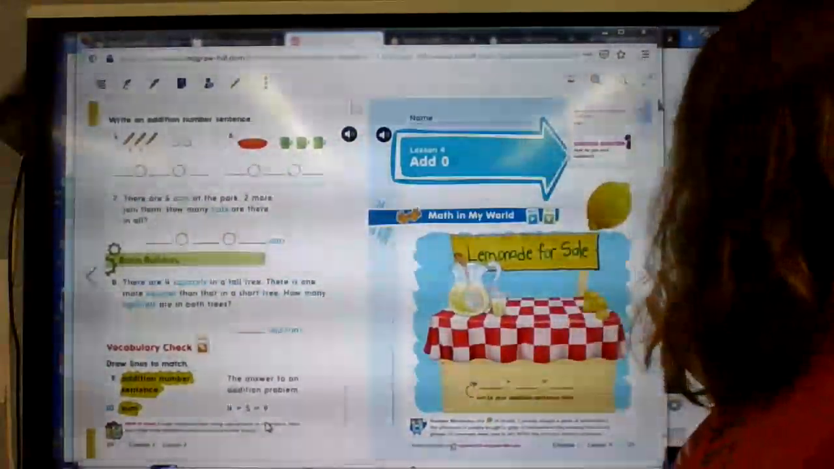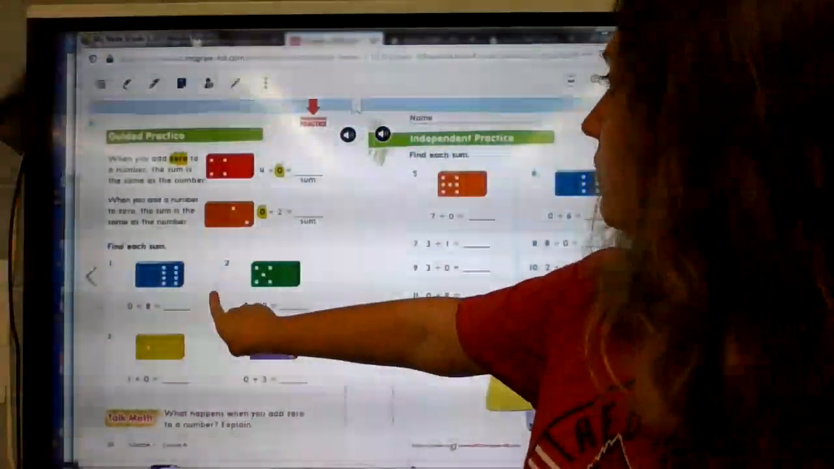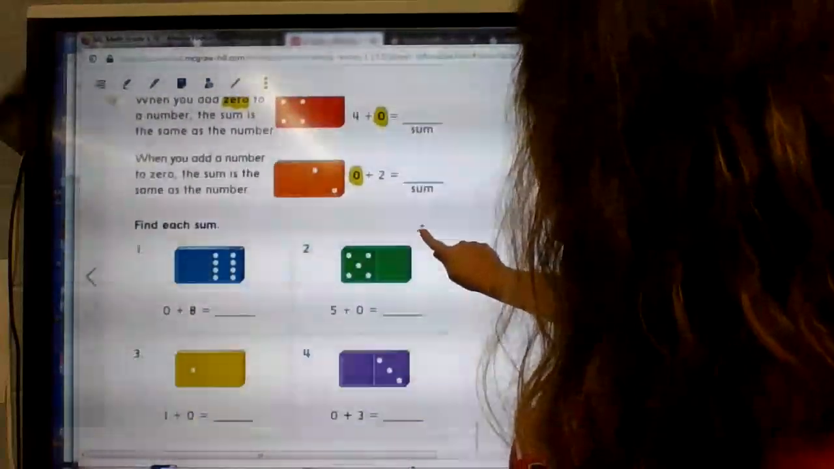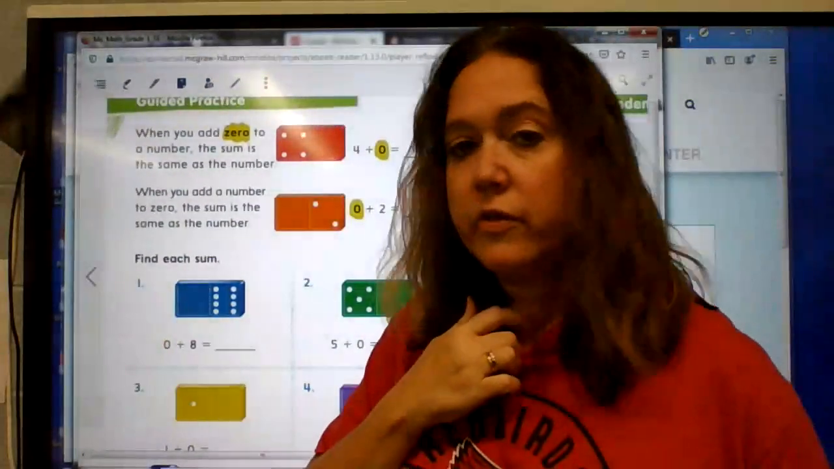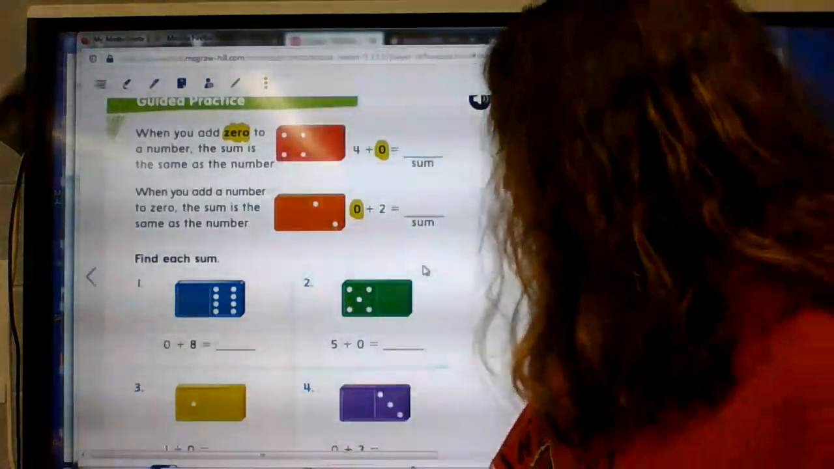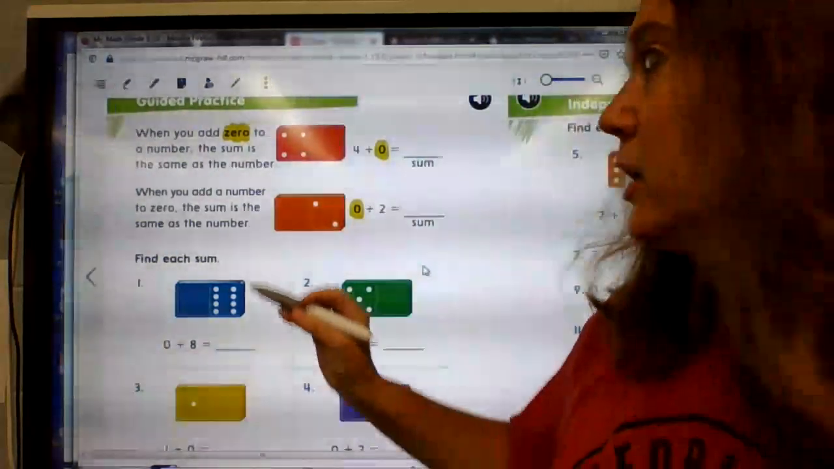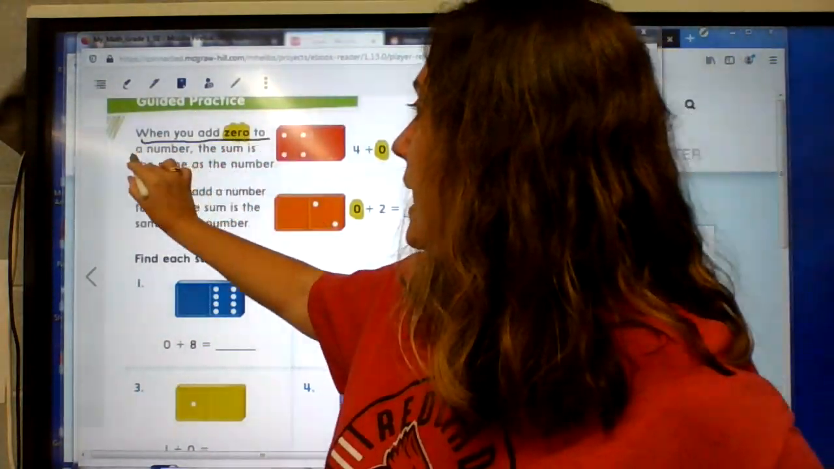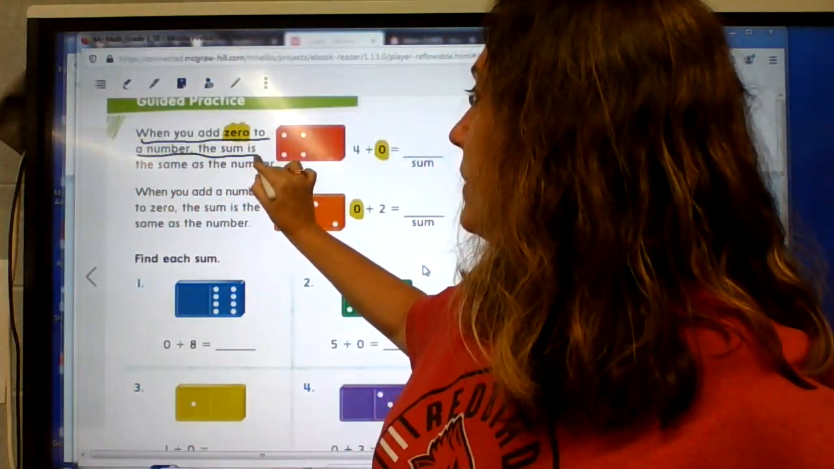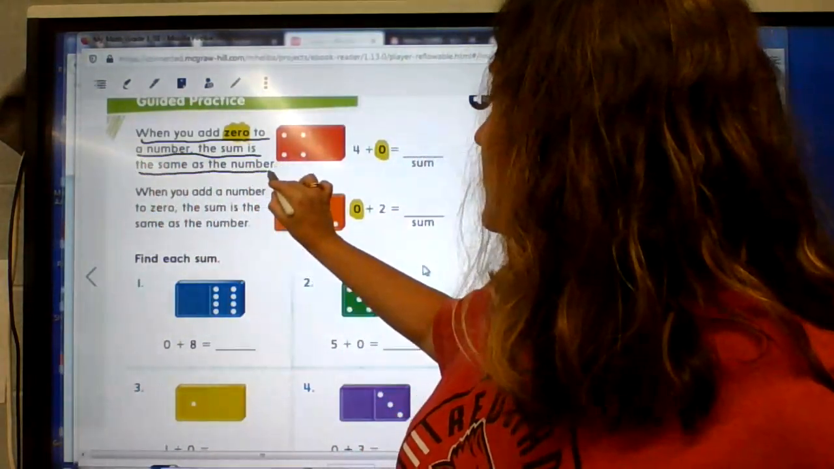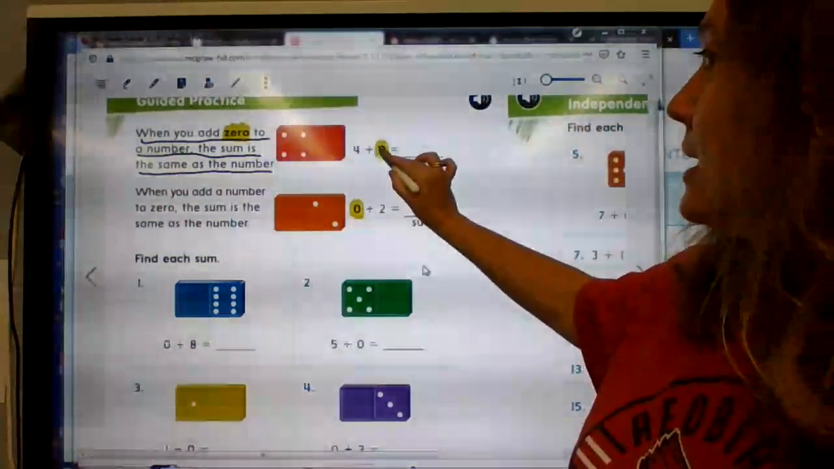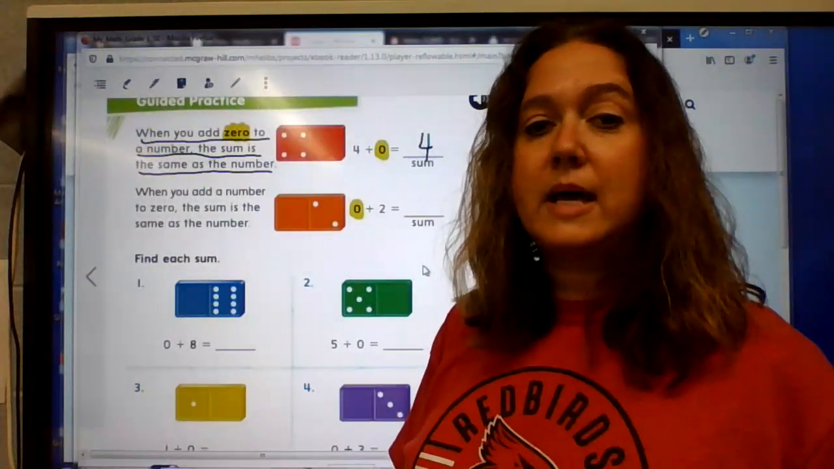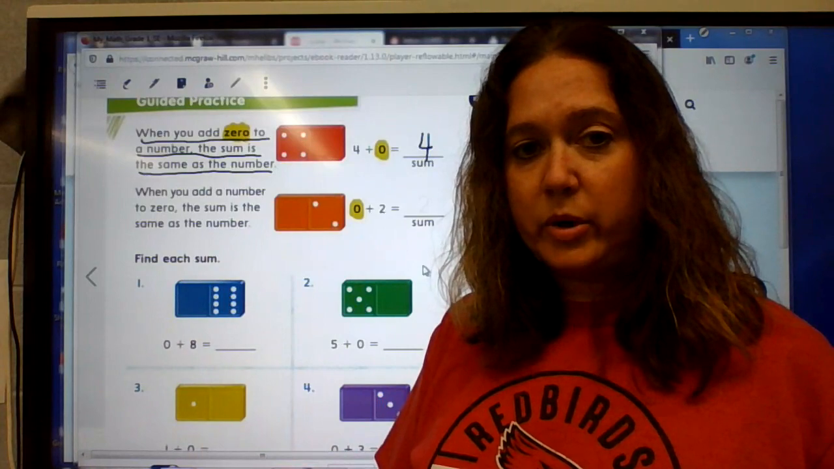Okay, let's turn the page. So now we are on page 30. So just flip your paper over. I want you to underline what it says here. When you add 0 to a number, the sum is the same as the number. So 4 plus 0 equals 4. The sum is 4. The sum is the same as the other number.